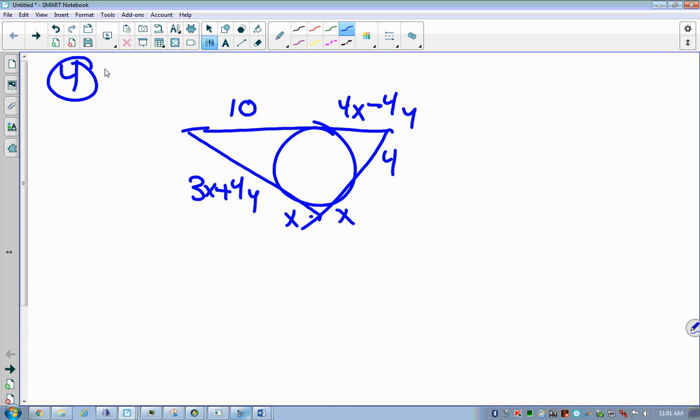Okay, here's the thing that you have to remember, is that these lines that are tangent to this circle that come back to a common point are congruent to each other. So, for instance, 4x minus 4y is equal to 4. X is equal to x. 3x plus 4y is equal to 10, right? Did we know that going in?